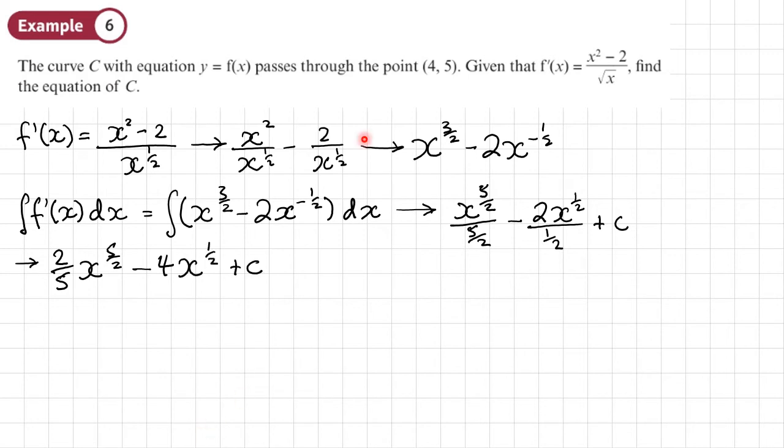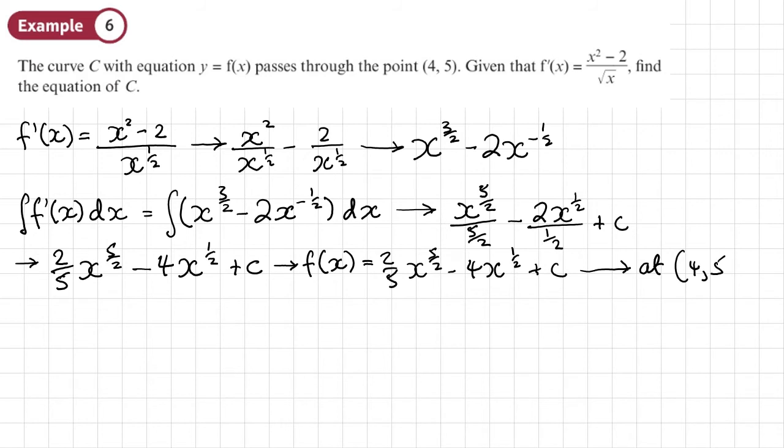Now we're given this coordinate here, (4, 5). So we know that when x is 4, we get 5. So this is f of x. F of x, or y, is equal to this. What we've got here is 2/5 x to the power 5 over 2 minus 4x to the half plus c. So now let's sub in (4, 5). See what happens. We should be able to work out c.